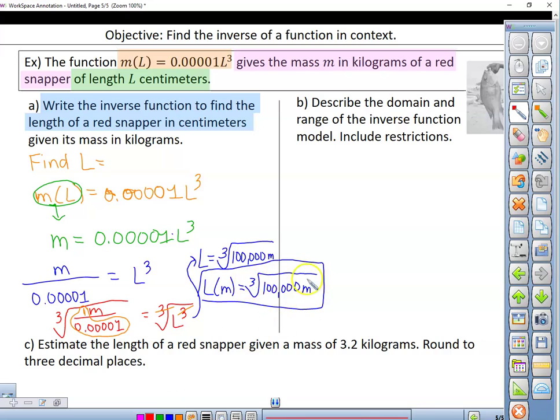All right, this is a much more appropriate form for a function like this. When you can clean things up, you always do in mathematics. So now we're going to look at part B, which is we want to describe the domain and range of that inverse function model, including those restrictions, so things that need to be positive or non-negative or greater than 7 or whatever it might be.